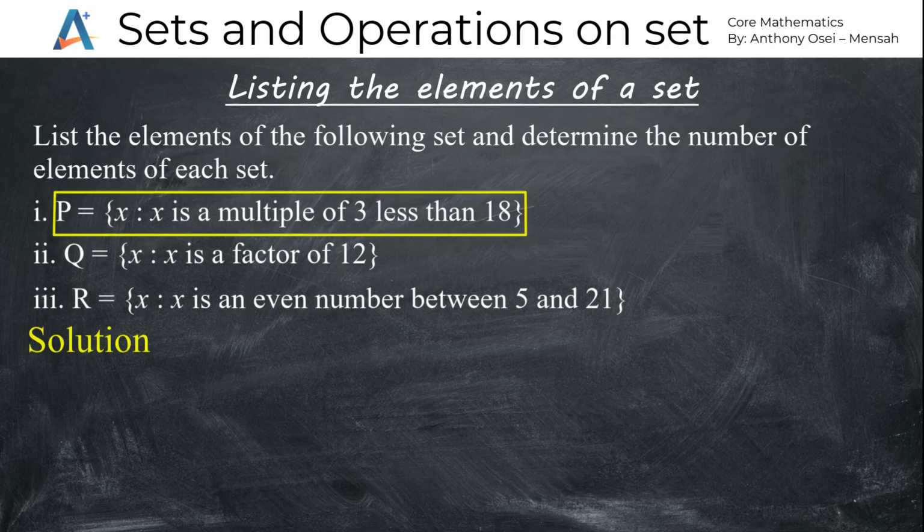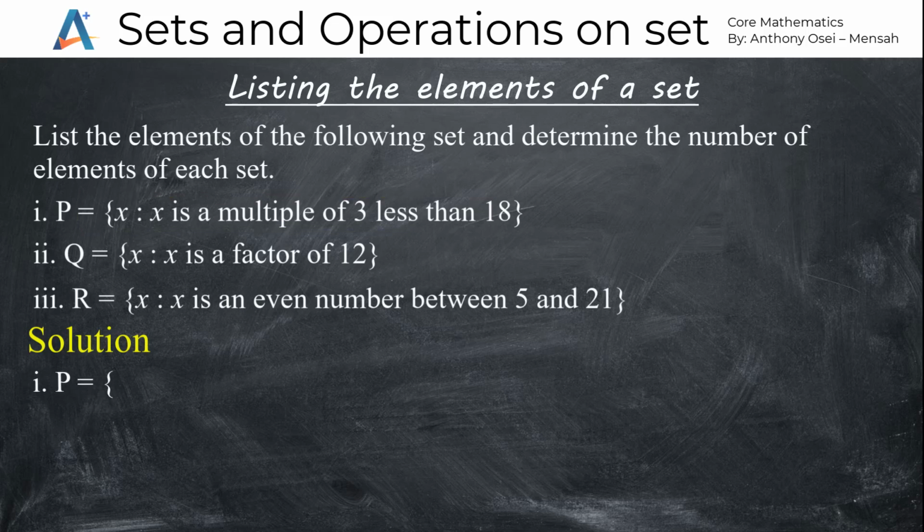So I, the set P, we have X such that X is a multiple of 3, which are less than 18. So multiples of 3 are 3 times 1, 3. 3 times 2, 6. 3 times 3, 9. 3 times 4, 12. 3 times 5, 15. 3 times 6 will give us 18. So then they are less than 18. So we won't add the 18 to it. So we end on 15.